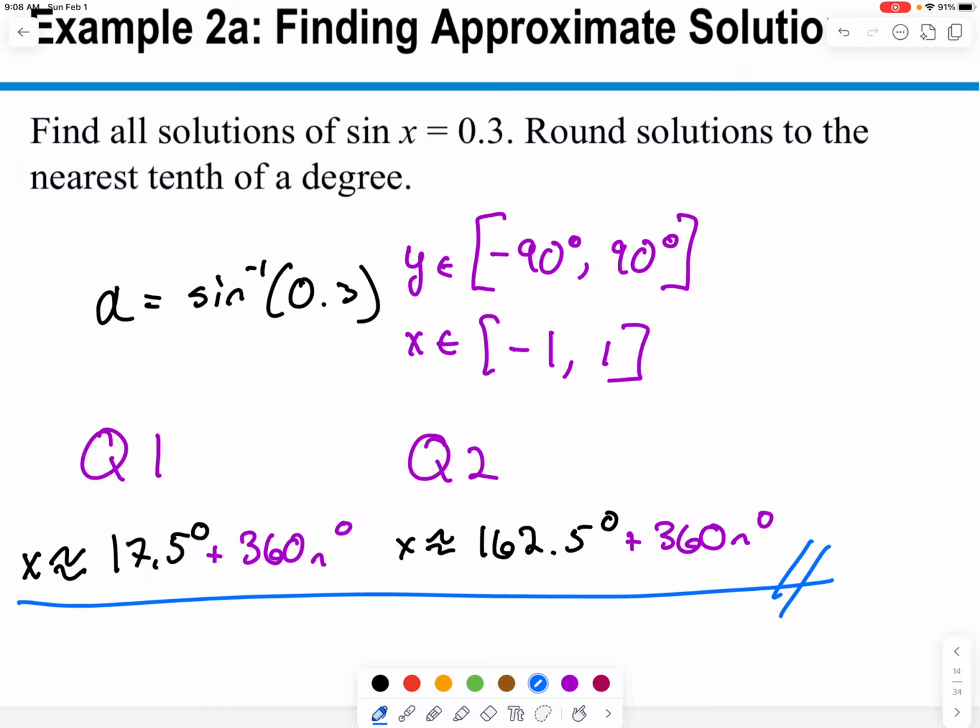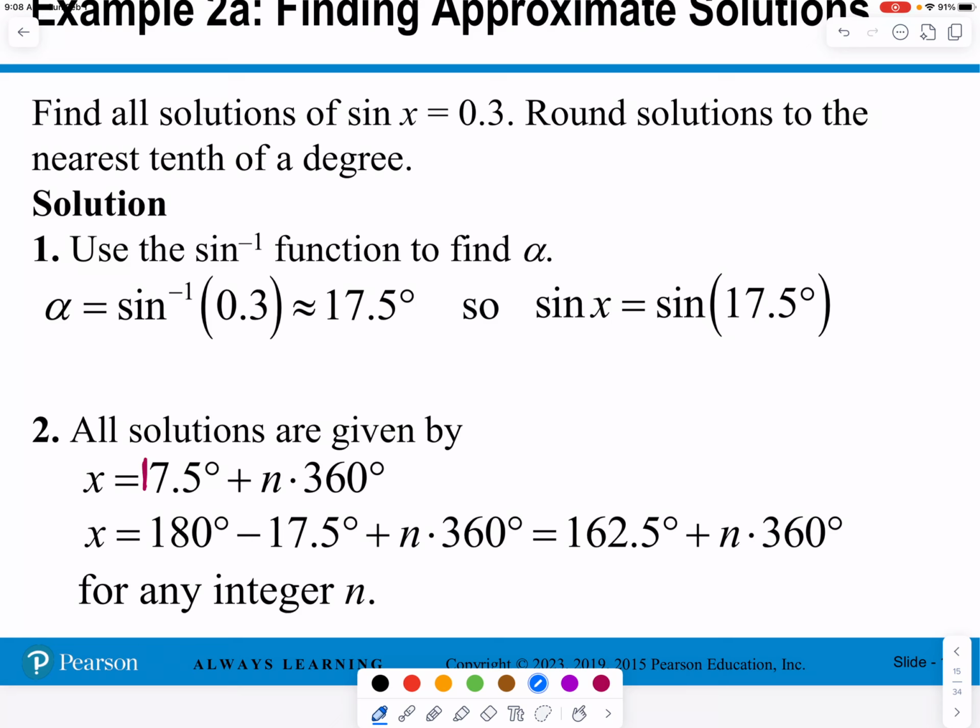Let's compare this to the prepared notes. Use the arcsine function to find arcsine of 0.3, which is 17.5 degrees. So sine of x equals the sine of 17.5 degrees. All solutions are going to be given by, again, I think in the solutions they forgot to put the n. 17.5 degrees plus n times 360 degrees is fine. And then the quadrant 2 solution was the 180 minus, right, with the 162. And I think that's it. So you see the result here and you see the result here for any integer n.